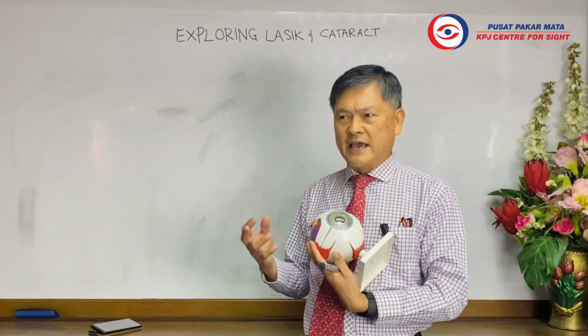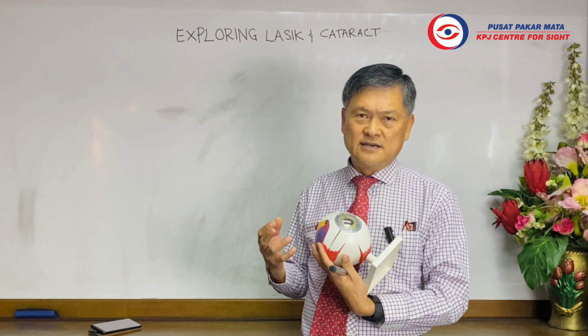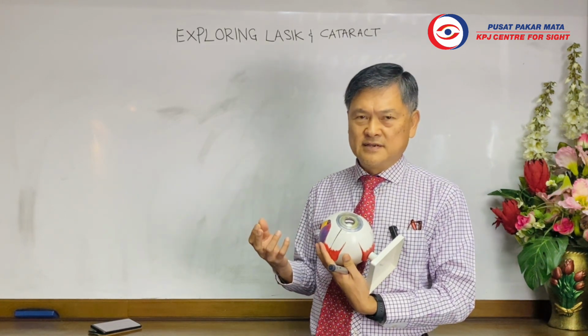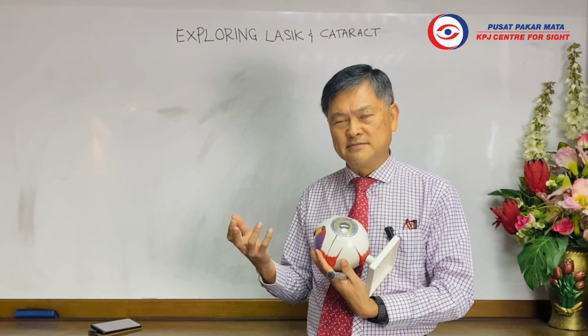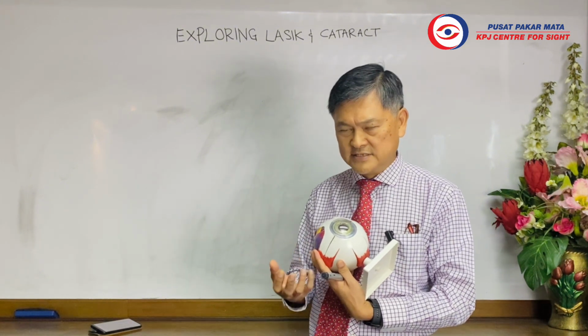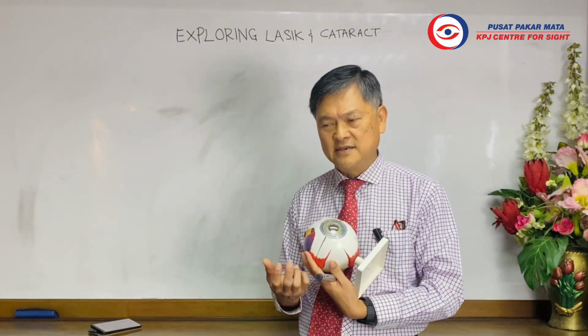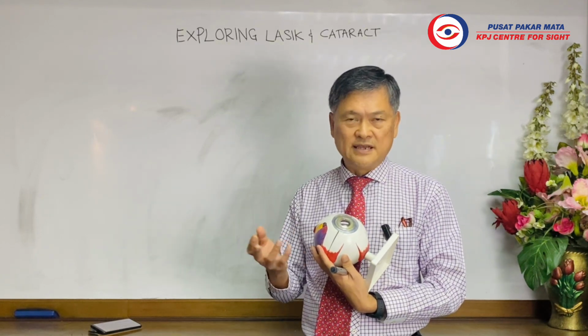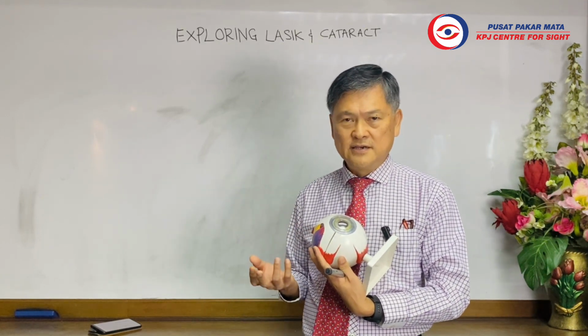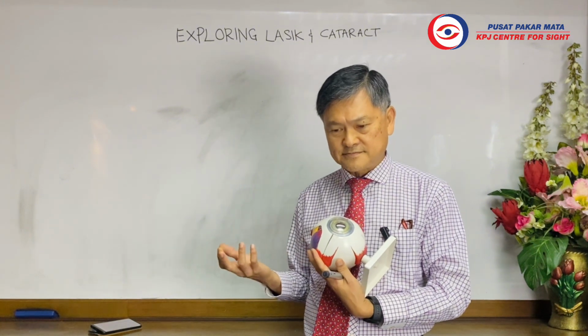Of course, anybody who is age 40 and above starts to encounter a new problem. The new problem is they will have trouble seeing near. This is called presbyopia. This will happen to everyone who is 40 and above.